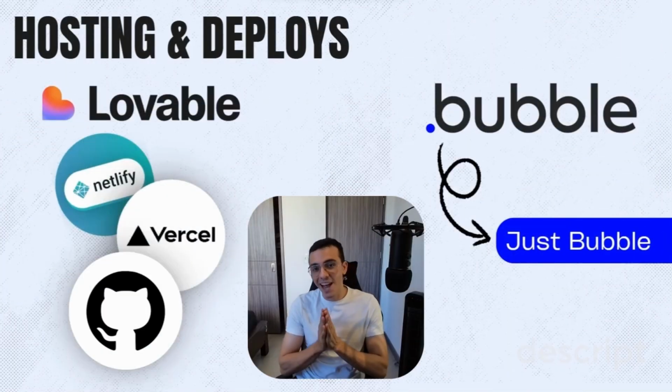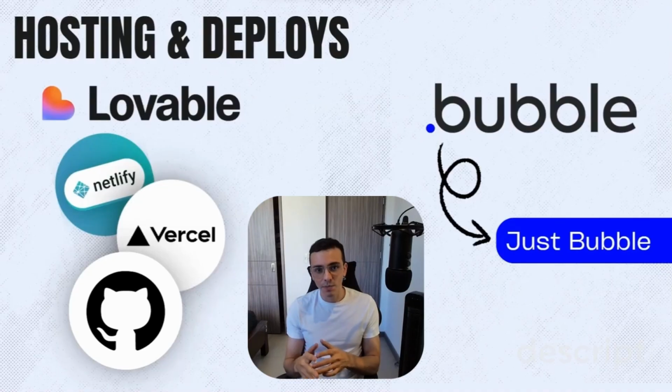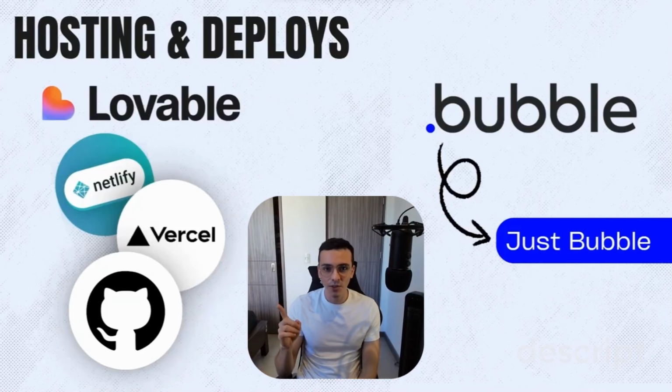Another difference is how you host your application. As you can see, in Lovable you can publish to a shareable link in about a minute, or you can export to GitHub and deploy in Netlify or Vercel. While the hosting and deploys in Bubble are fully managed by Bubble, which means you build in the development version and click deploy to push to live.